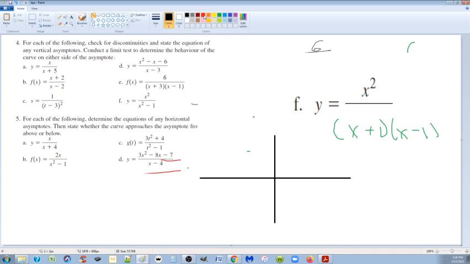At x is equal to 1 and x is equal to minus 1, sorry for the bad writing, we have vertical asymptotes because there's no cancellation. And then if I look at it, this power is the same as that power, right? And they both had a 1 in front of them. So there's a horizontal asymptote at y is equal to 1.